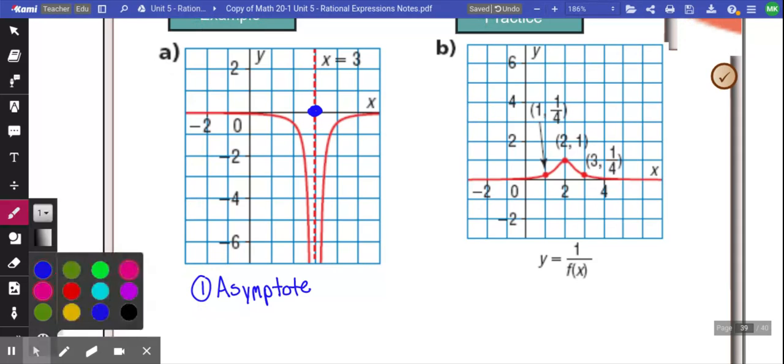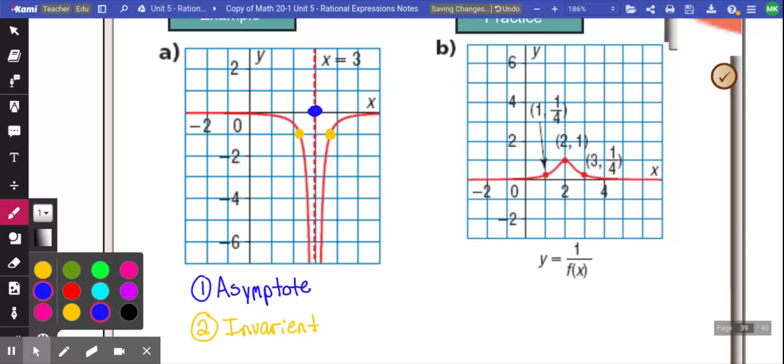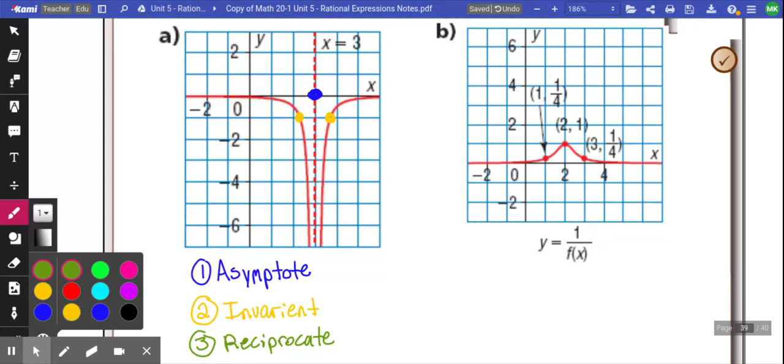The second step is still invariant points. Invariant points happen at y equals 1 or negative 1. In this case, negative 1 is right there and right there. And I can tell this is a quadratic because look at the shape it's making. Once I have those 2 points, now I can just do my third step, which is draw it out. Reciprocate. This graph would have looked like this.